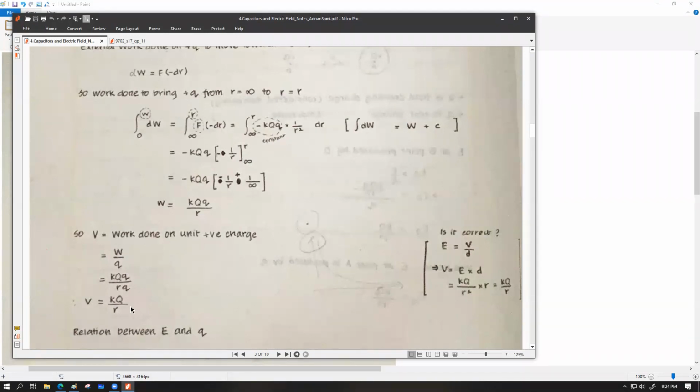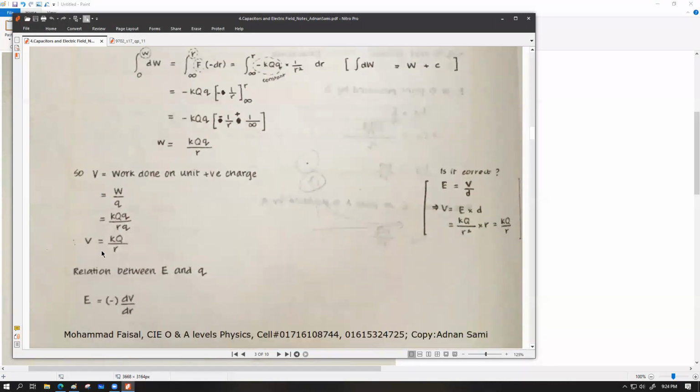It is equally applicable in the gravitational chapter as well. Gravitational field strength is a vector quantity, whereas gravitational potential is a scalar quantity. Similarly applicable, not the same but similar. So V equals KQ by R.